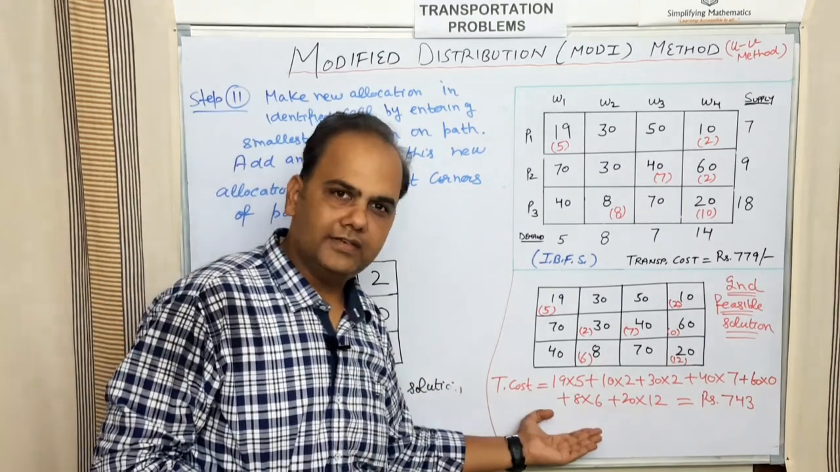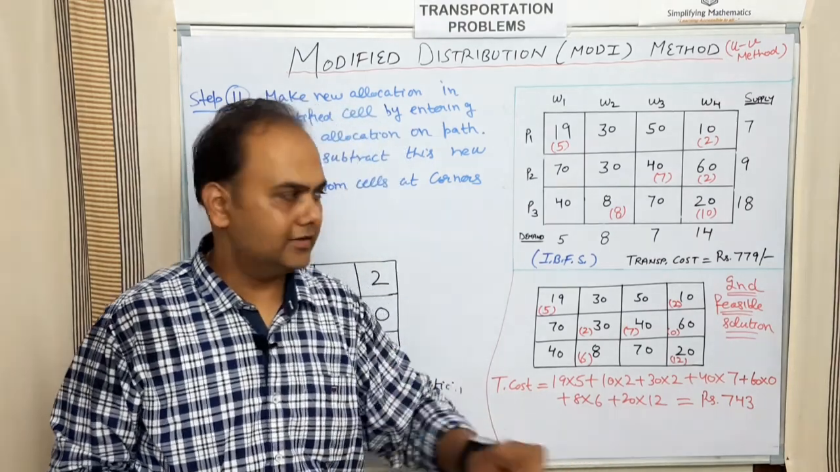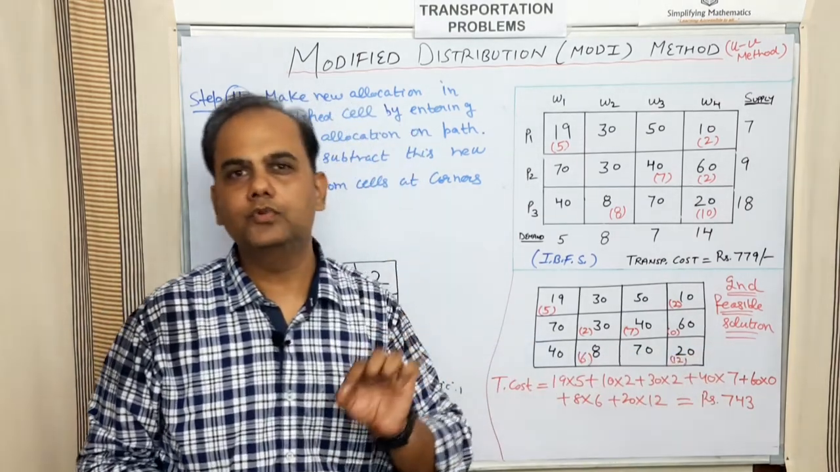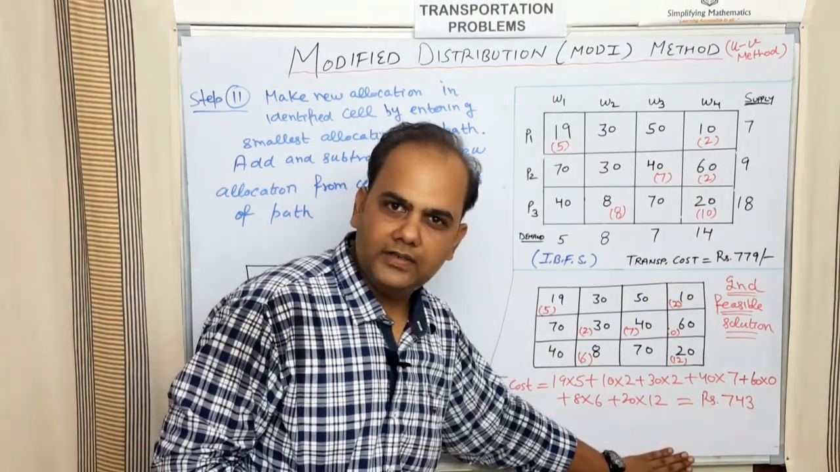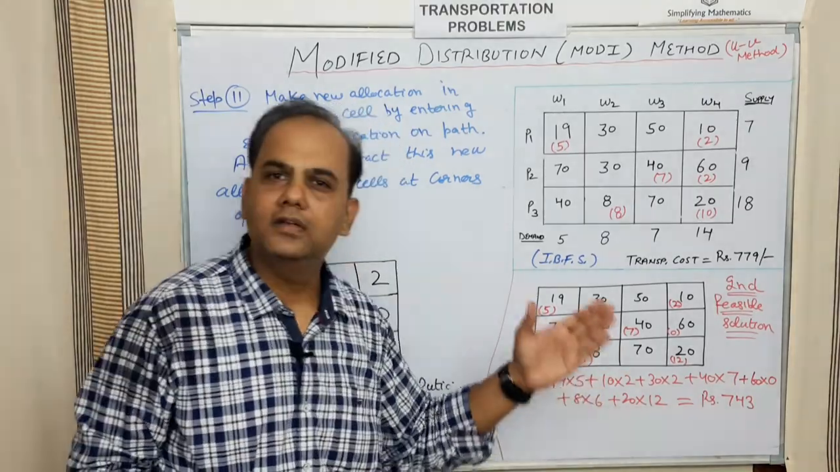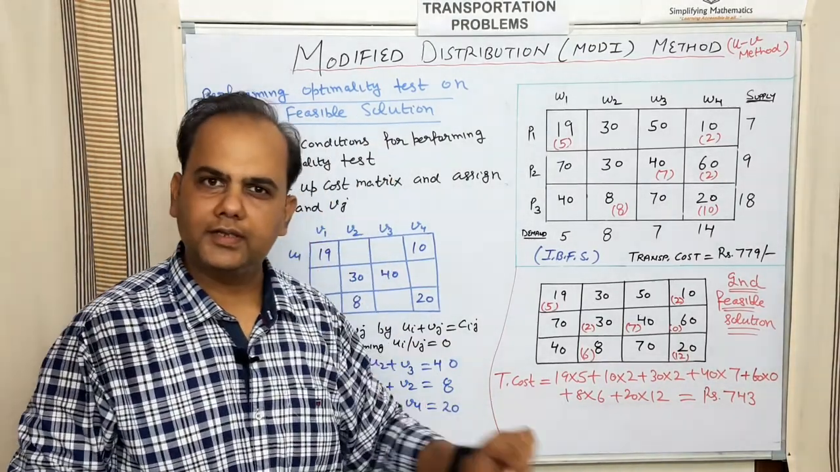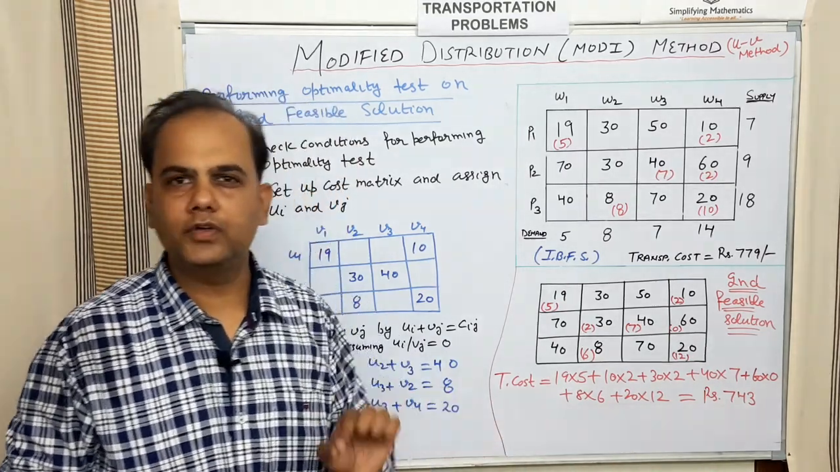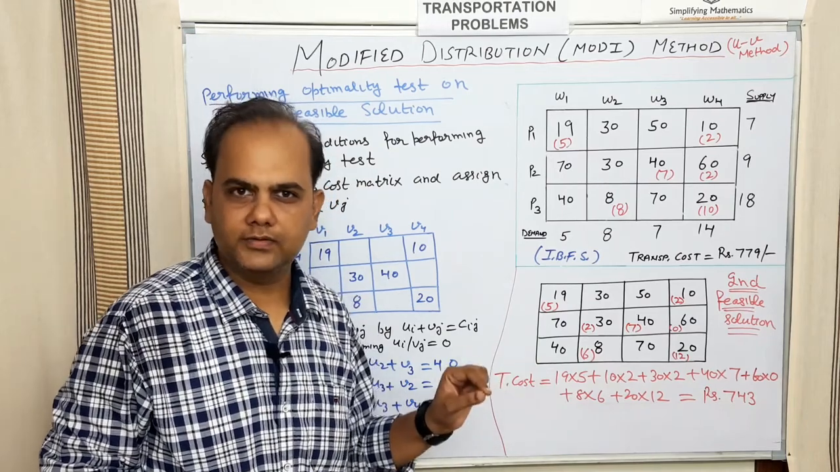Now we'll again perform the optimality test on this solution, to check whether this feasible solution can be improved or not. If the optimality test fails, then this is the final solution. If the optimality test does not fail, then it will move further. After finding the second feasible solution, we have to check whether this solution can be improved or not. So for that we are performing the optimality test on the second feasible solution.